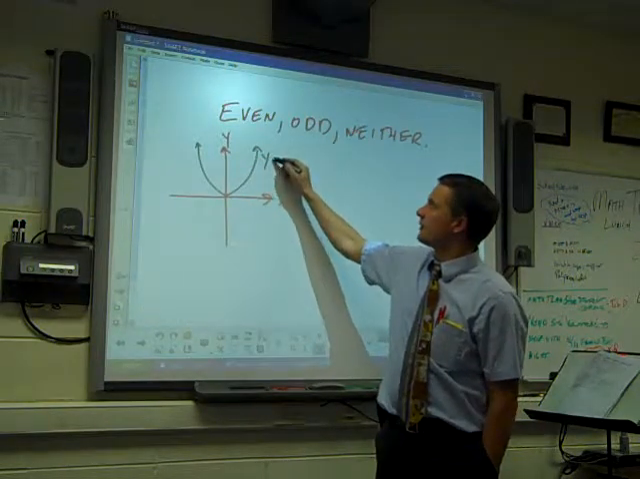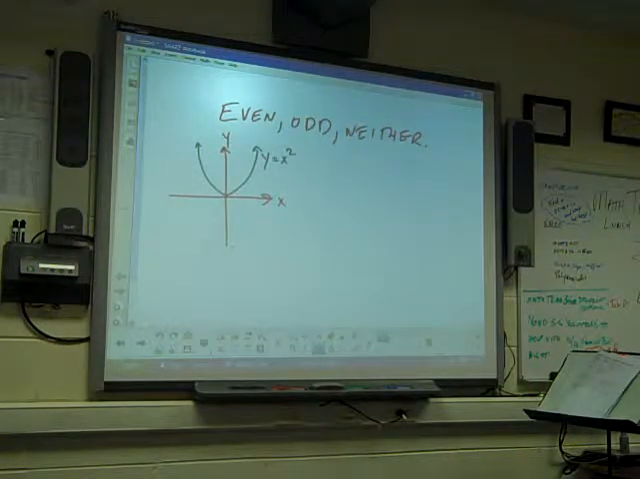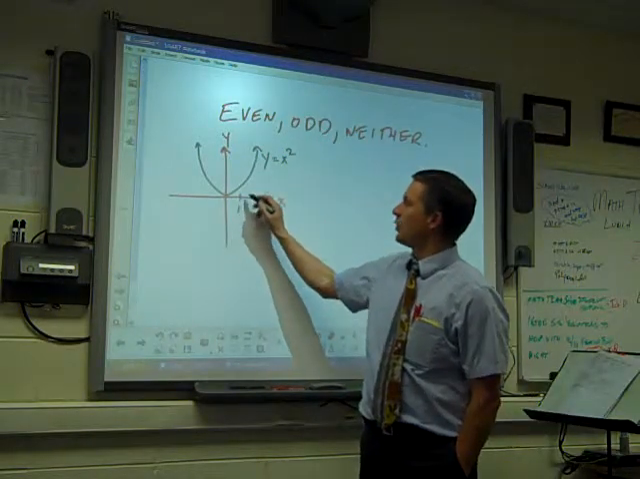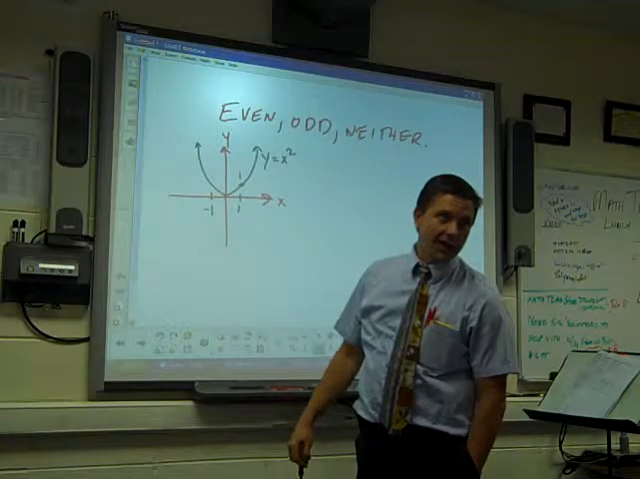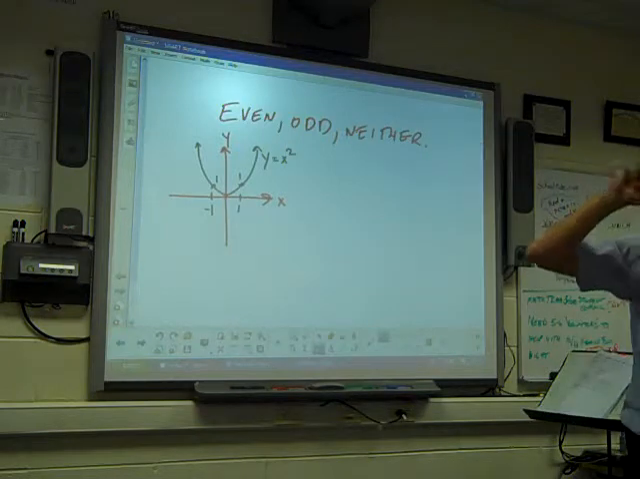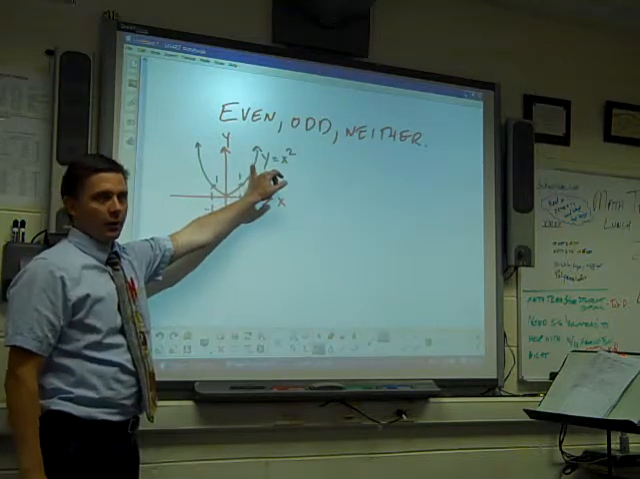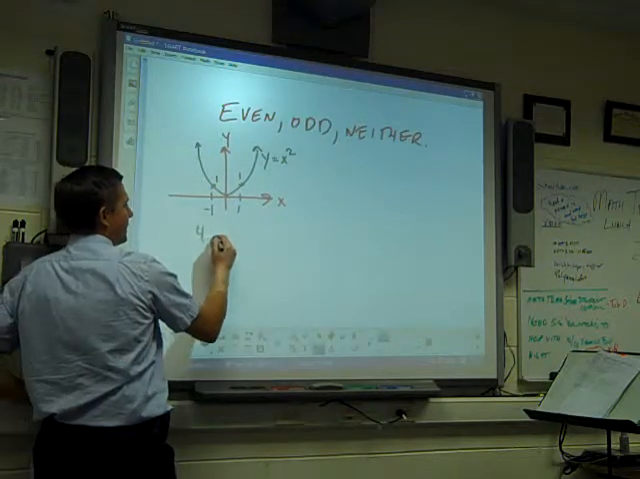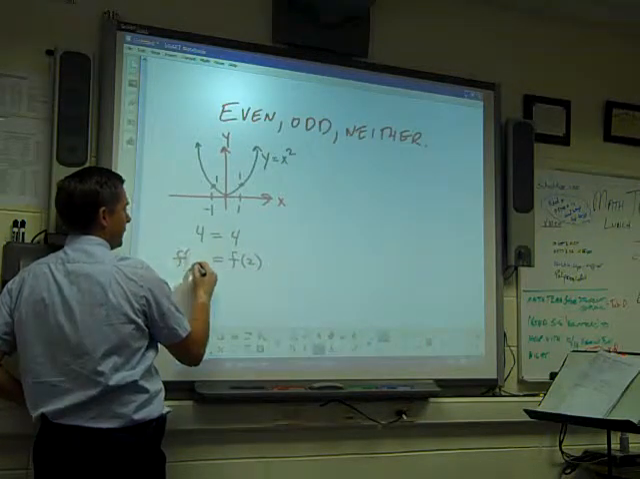One of my favorite even functions is y equals x squared. A parabola is an even function, because every value over here, if I plug in positive 1, do you guys agree I get 1? And over here, if I plug in negative 1, I still get 1. And that's mirrored across the y-axis. So, there's a rule here. If I plug in 2, I get 4. If I plug in negative 2, I also get 4. Well, you guys agree 4 equals 4? And I just said f of 2 equals f of negative 2.